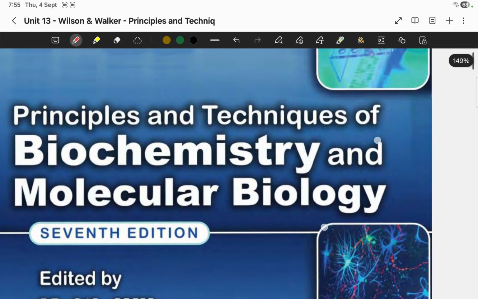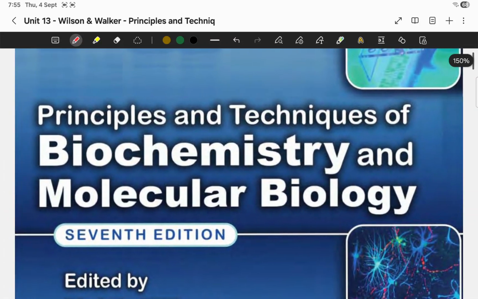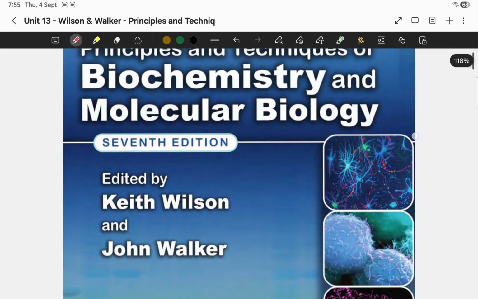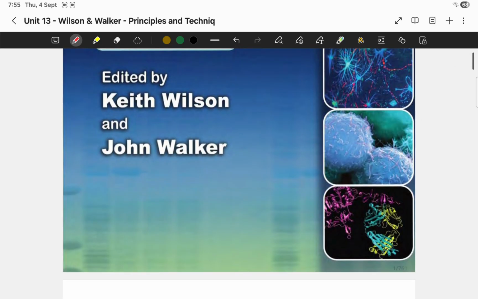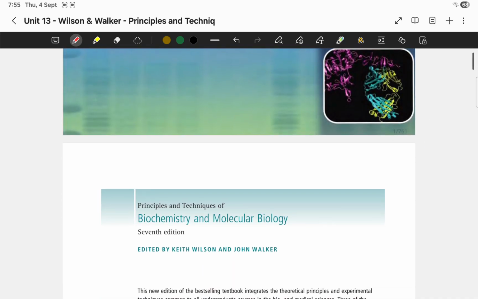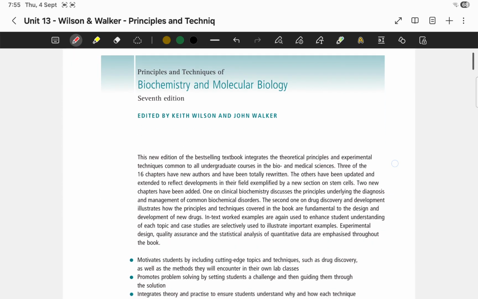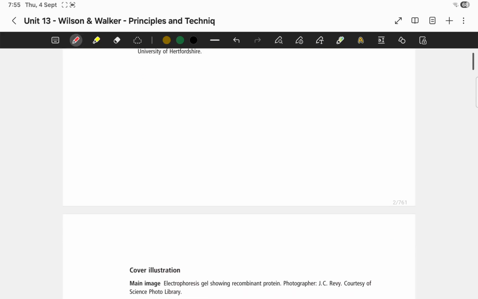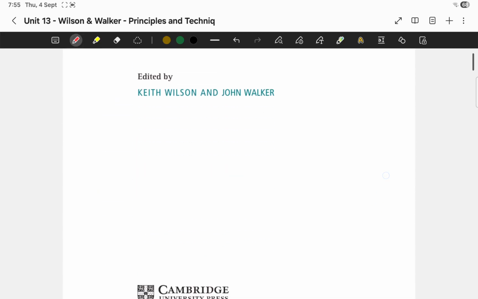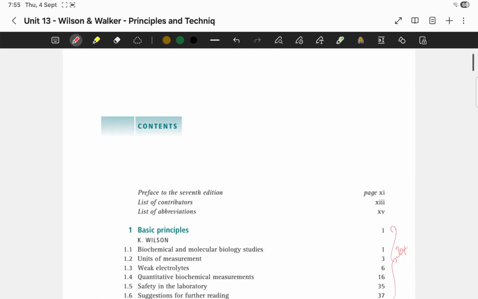So we'll be studying Principles and Techniques of Biochemistry and Molecular Biology, 7th edition by Keith Wilson and John Walker. Why? Because we have not yet started to study, so I'll just start with this book. Let's see the index of this book.